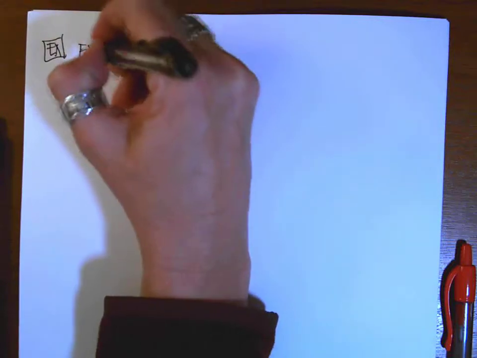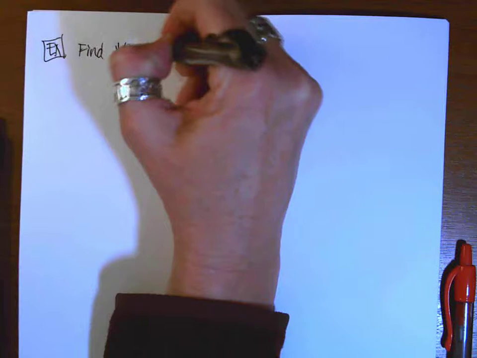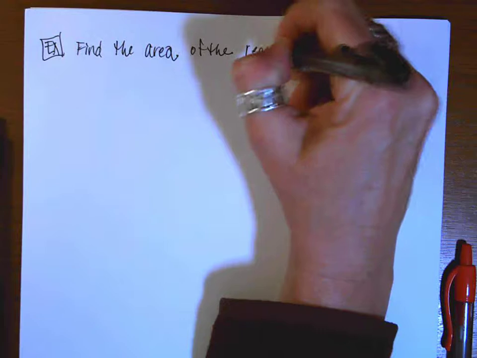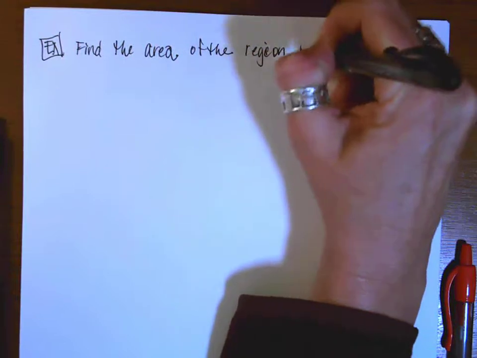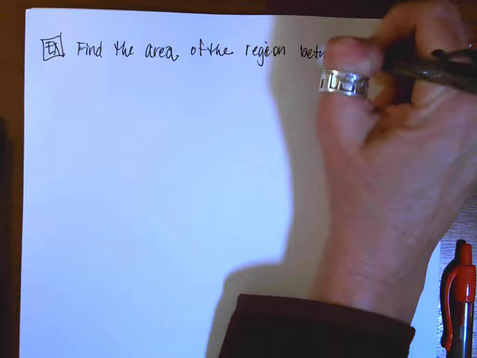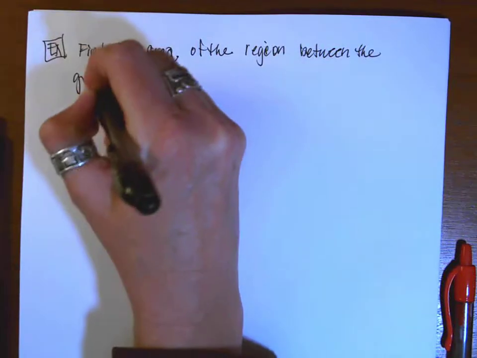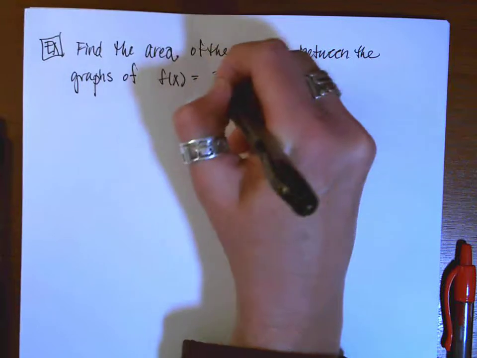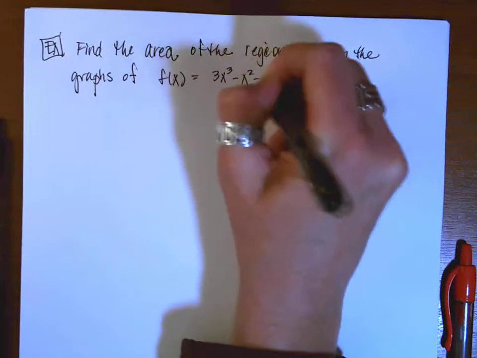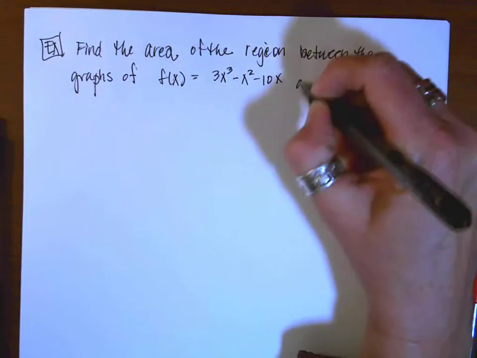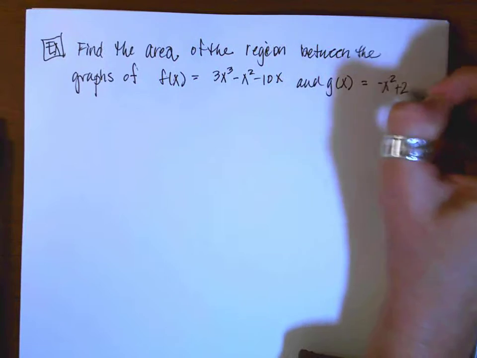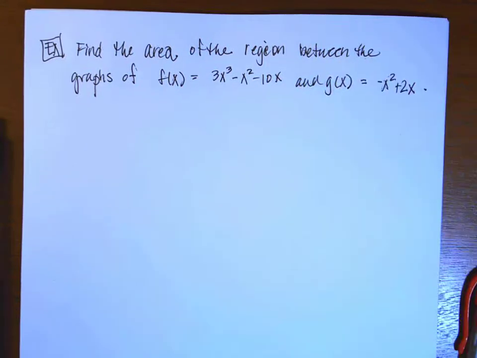All right, for our next one, it says find the area of the region between the graphs. And the two equations are f of x is equal to 3x cubed minus x squared minus 10x, and g of x, which is negative x squared plus 2x.